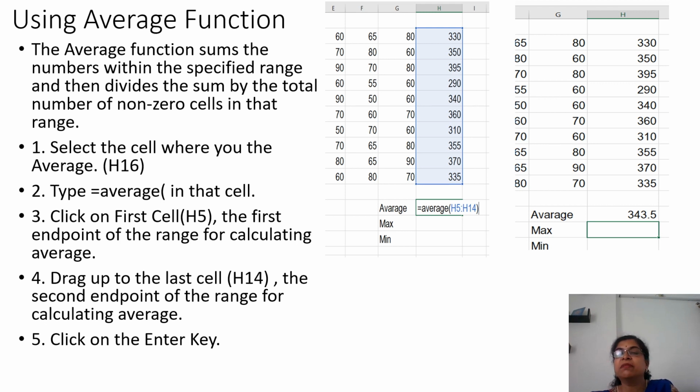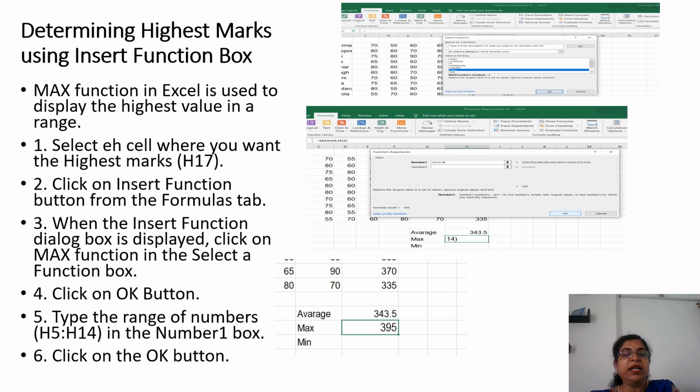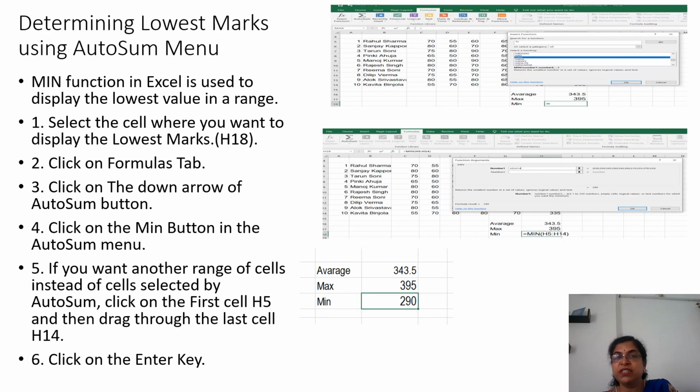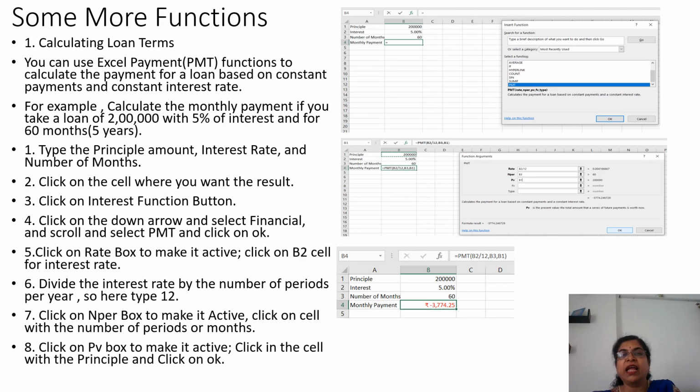You can calculate maximum and minimum values accordingly. For calculating maximum value, you have to select the maximum function from insert function. For that, select the cell where you want to display the result. Then click on insert function button from the formulas tab. When the insert function dialog box is displayed, click on the max function or min function or average function, whichever function you want, and then specify the range of cells. For minimum also you have to specify the range of cells and it will get calculated.